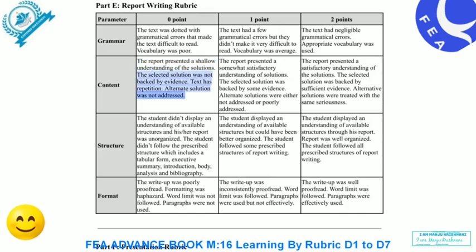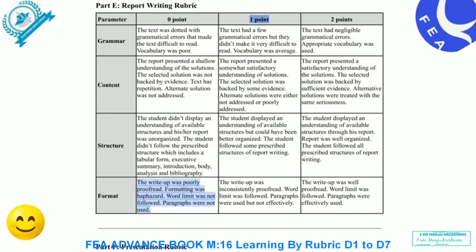Text has repetition. Alternate solution was not addressed. Structure: the student didn't display an understanding of available structures and her report was unorganized. The student didn't follow the prescribed structure, which includes a tabular form, executive summary, introduction, body, analysis and bibliography. Format: the write-up was poorly proofread. Formatting was haphazard. Word limit was not followed.